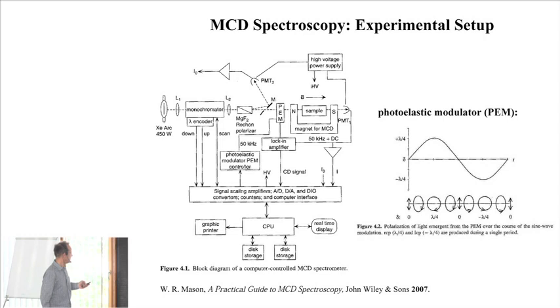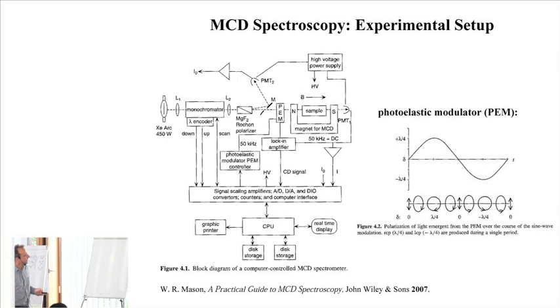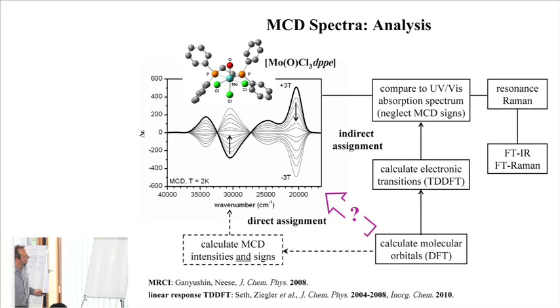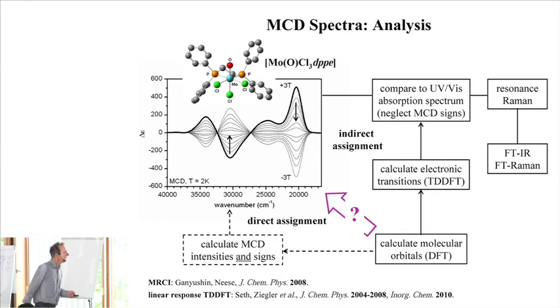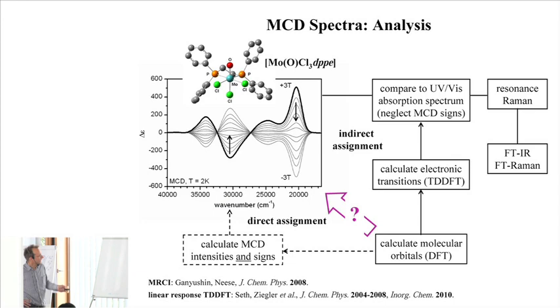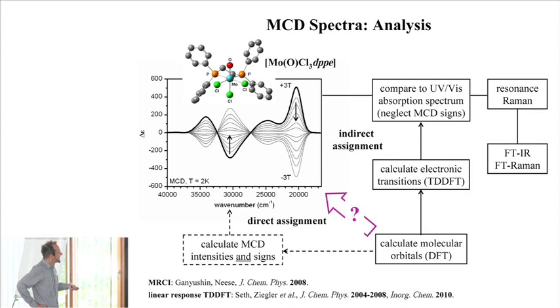This is an experimental setup. I will not go into detail. And this is the first example which we studied. It was a molybdenum complex, but not a nitrido. It was a molybdenum oxo complex with three chloride ligands. So a molybdenum(V) system, just with one electron. It had this MCD spectrum here. And if you go from +3 Tesla to -3 Tesla, it will change its sign. And we learned MCD spectroscopy based on this complex.